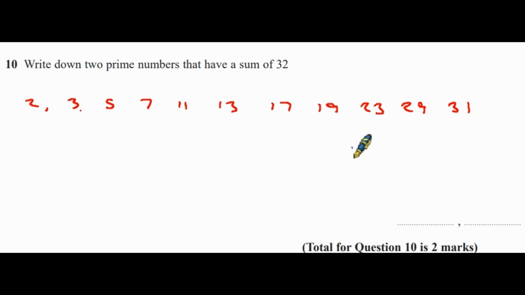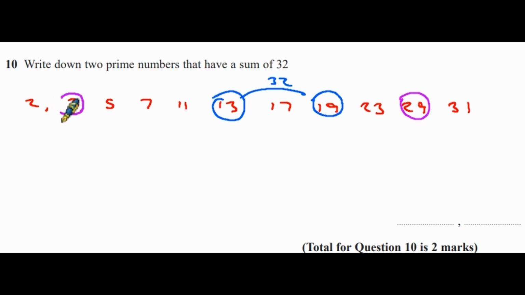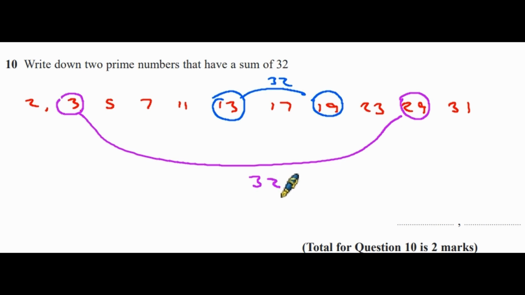So, for instance, one possible option would be 19 added to 13. Those two together equal 32. So two prime numbers add together to 32, 13 plus 19. There is in fact also a second option here, because you could have 29 added to 3. 3 plus 29 also make 32. So you can choose either of these two pairs of numbers.